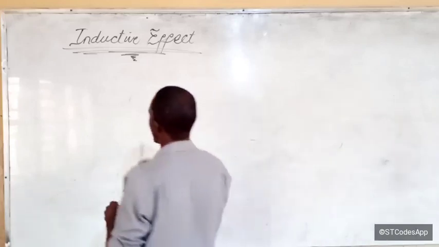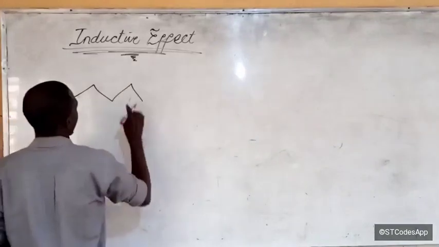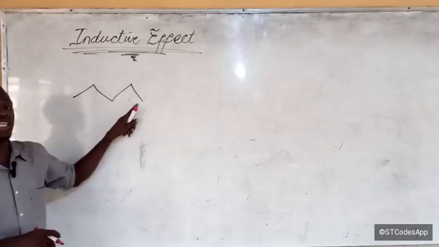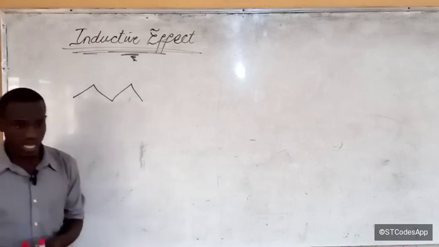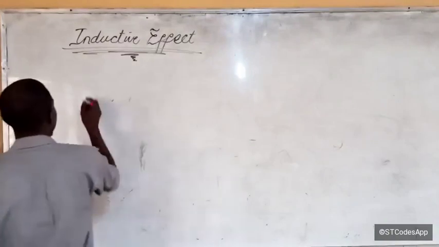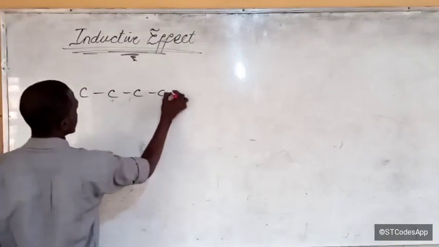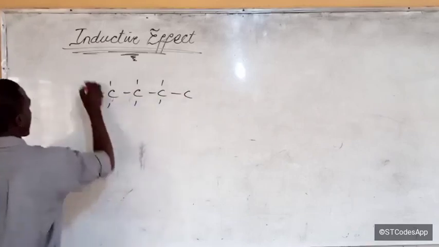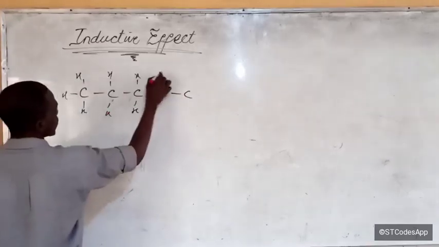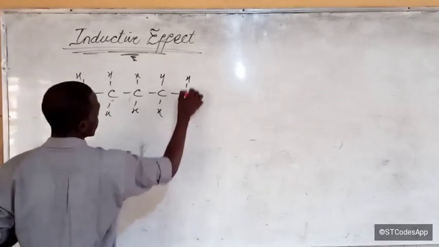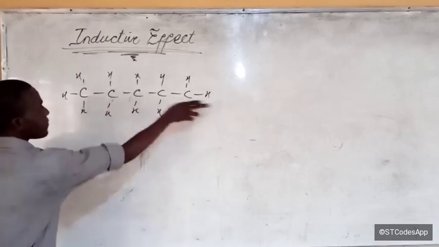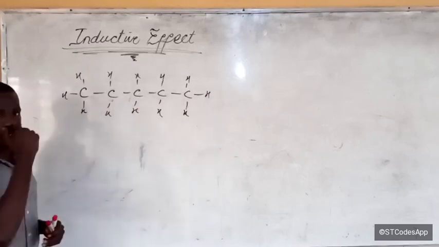Consider this molecule. This is 1, 2, 3, 4, 5. This is pentane molecule. Okay, let's not use the skeleton structure. Let's use the actual structure. Now, I have this. Now, this is pentane, the pentane molecule.